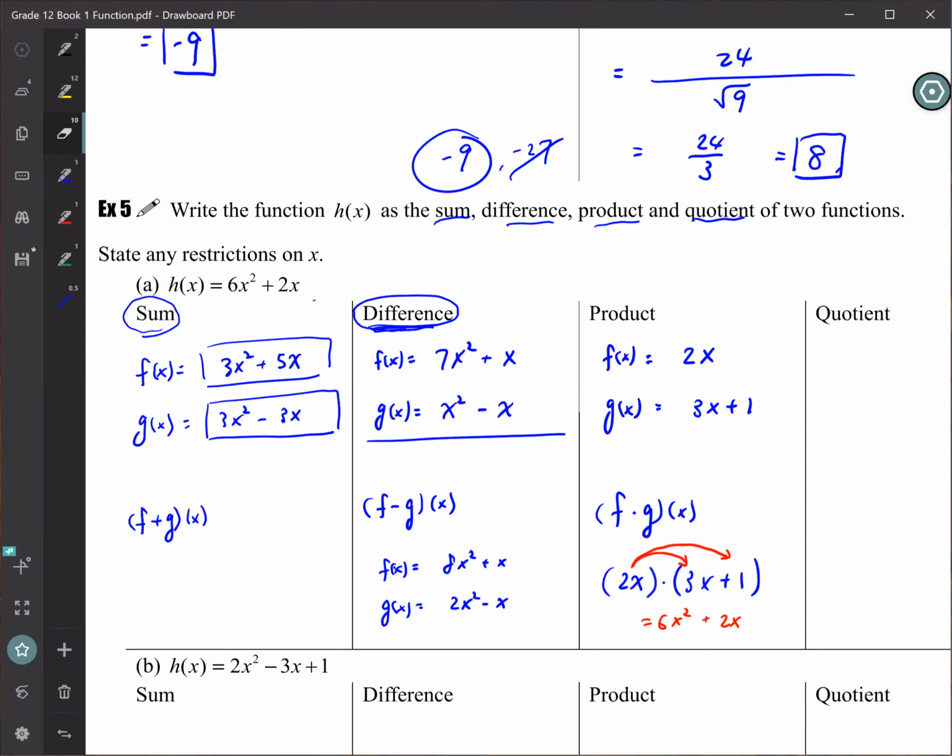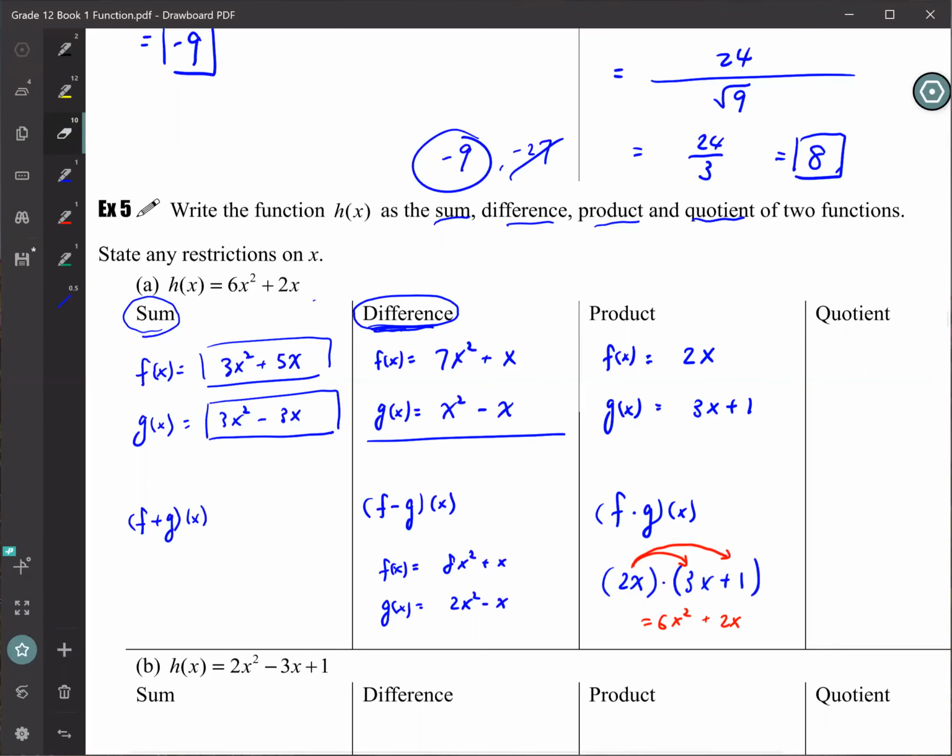Okay? Trudy, what about you? What kind of answer do you have? I just had 7x. Wait, no, wrong one. 2x for f of x, and for g of x I have 3x plus 1. Okay, so basically the same, right? Yeah. Okay. Anyone has a different one, then you want to check if it's right.